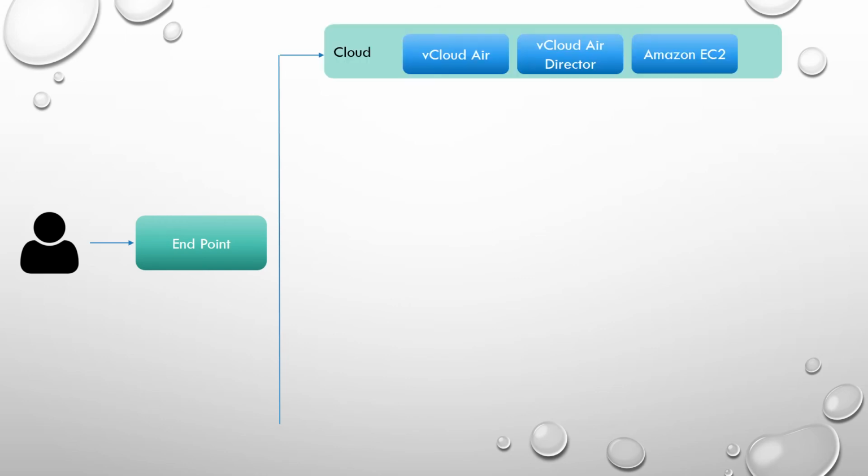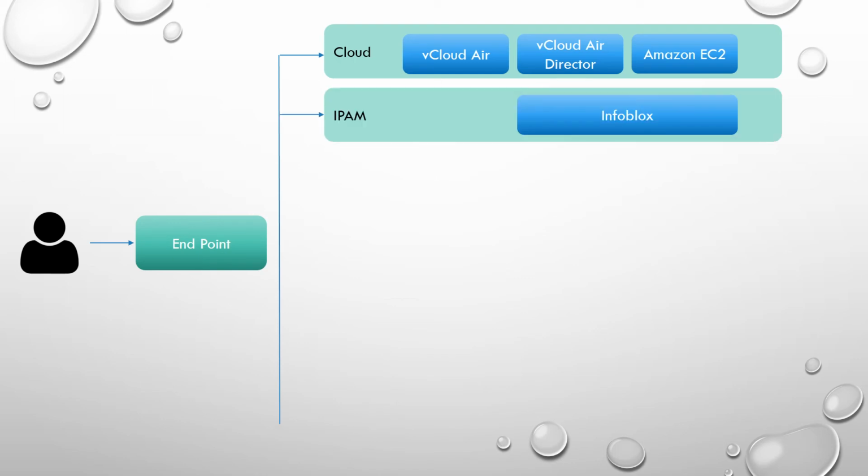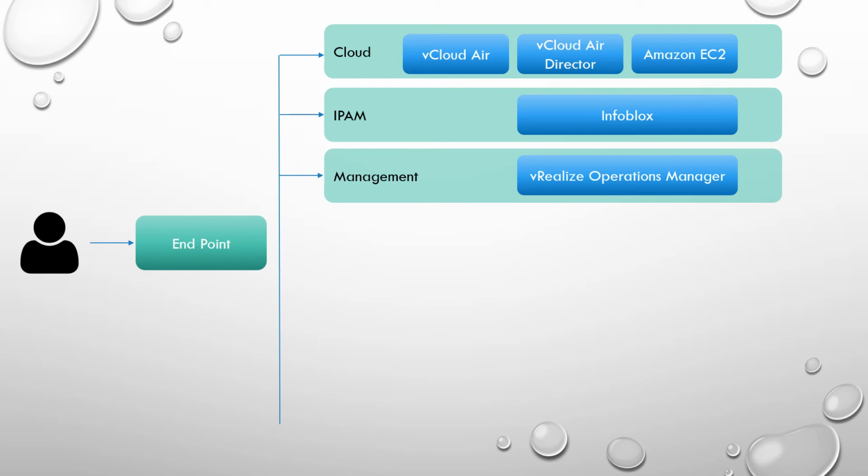We have the cloud category. The cloud category contains the vCloud Air, vCloud Director, Amazon EC2, and OpenStack endpoint types. The second one we have is the IPAM category, that is your IP address management. This category is only visible if you have registered a third-party IPAM endpoint, such as Infoblox IPAM, in a vRealize Orchestrator workflow. Then we have the management category. This category contains the vRealize Operations Manager endpoint only.